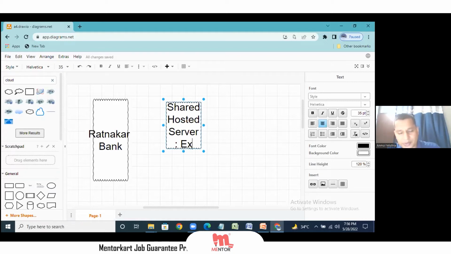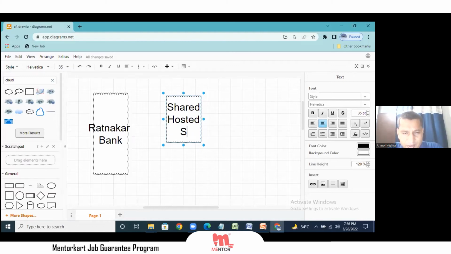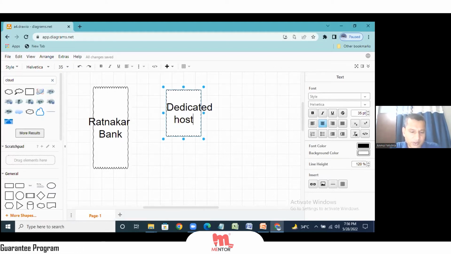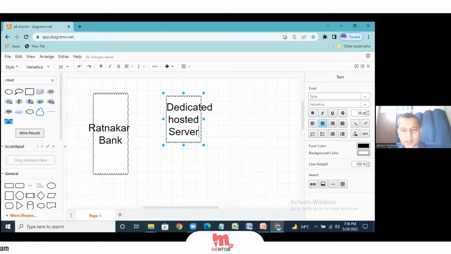And then the picture comes in dedicated hosted. What do you mean by dedicated hosted server? Anyone, please try to give the answer. What is a dedicated hosted server? A dedicated hosted server is for a single company, right? Dedicated hosted server is single.